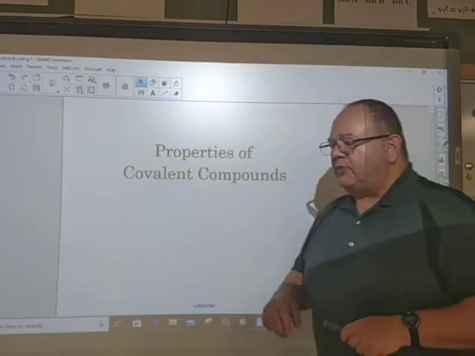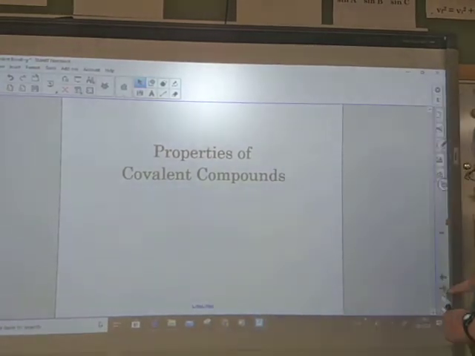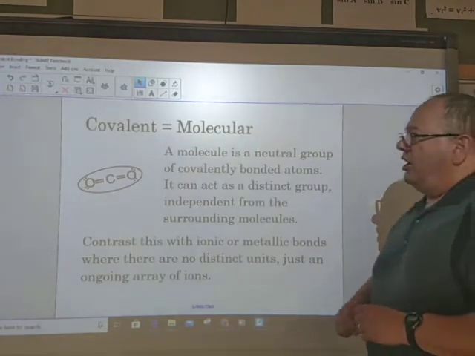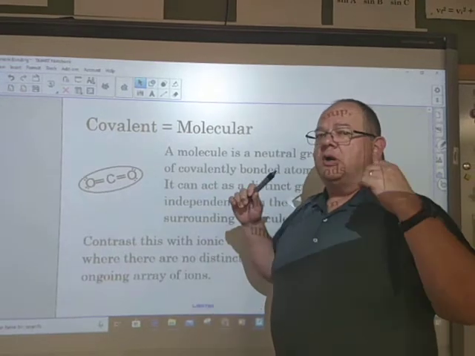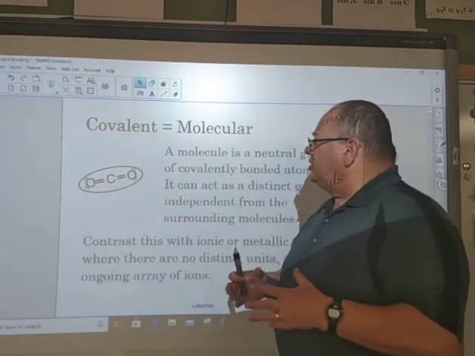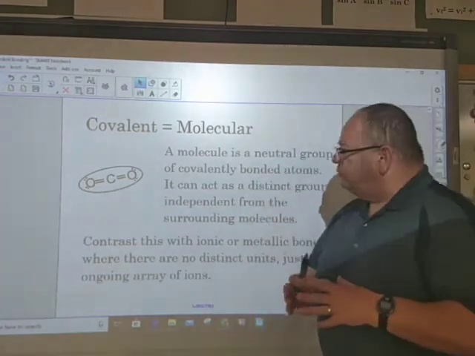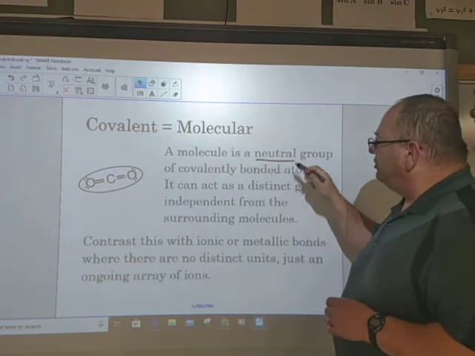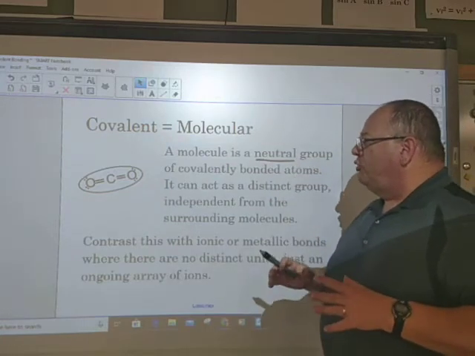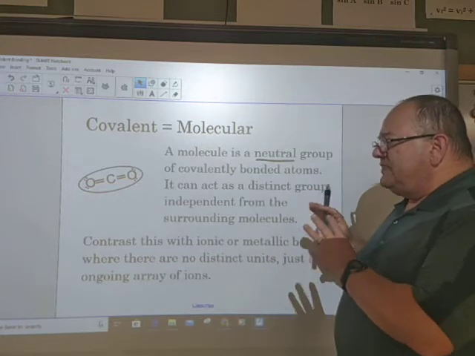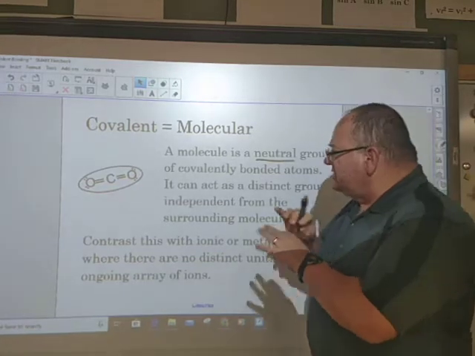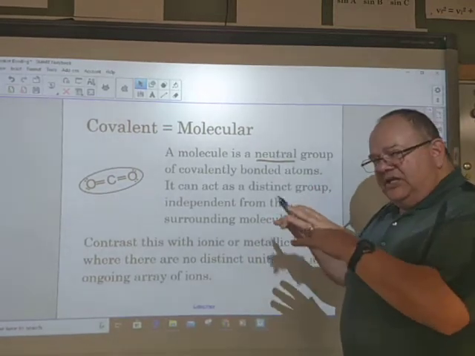All right, now let's look at properties of covalent compounds. So first of all, when we use the word covalent, you can replace that with the word molecular. A molecule is a neutral group. I'm going to highlight that neutral right there. A neutral group of covalently bonded atoms. So the thing that's special about a molecule is it acts like a distinct group, and it's independent from everything else around it.